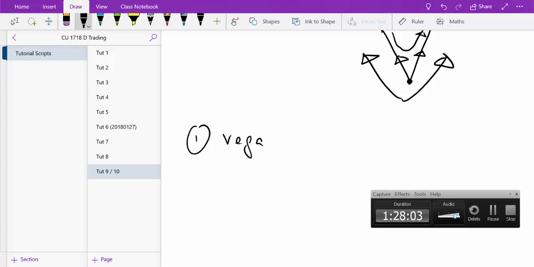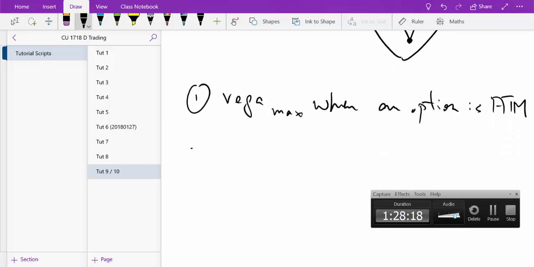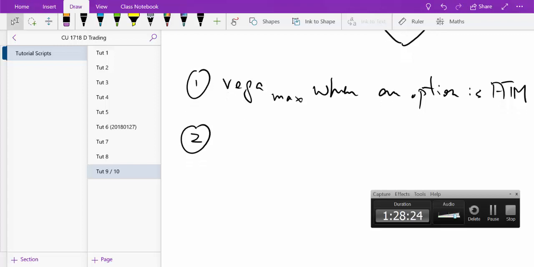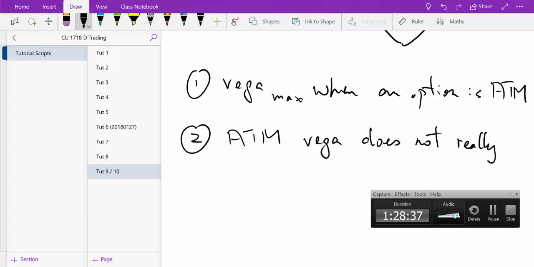So number one, Vega is maximum when an option is at the money. That applies whether it's a call or a put. That's the first thing. The second point is the interesting one. At the money Vega, although it is maximum, does not really change. What do I mean it does not really change? Look at this.